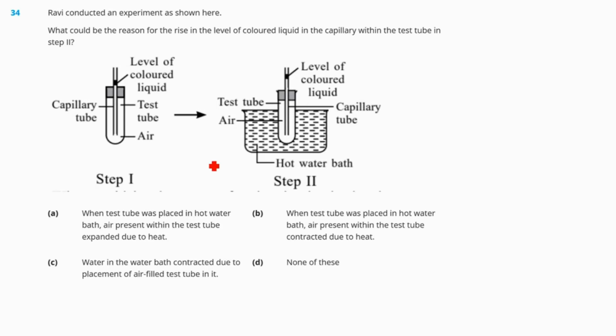Okay, let's see the options. When the test tube was placed in the hot water bath, air present within the test tube expanded due to heat. This is the correct option, right? Because the air inside the test tube expanded when the test tube was kept in the hot water bath. And due to the expansion of the air, the air entered the capillary tube, and thus the level of the colored water has increased. So our correct answer is option number A.